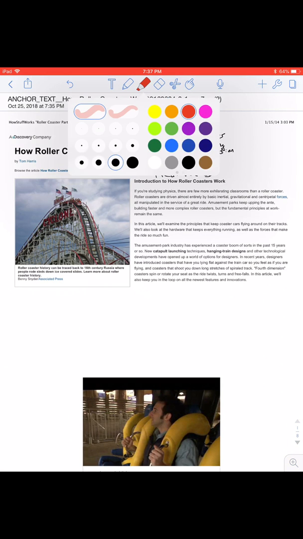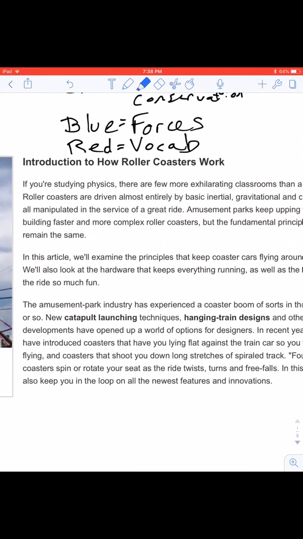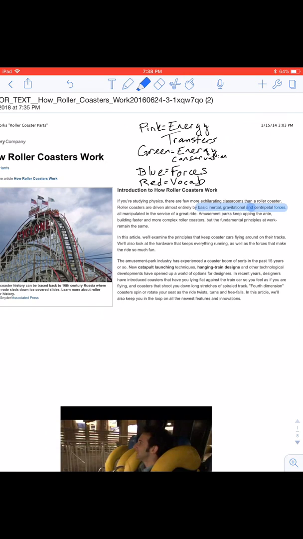So I'm going to pick my blue, and we're talking about the inertial, gravitational, and centripetal forces. In this article, we'll examine the principles that keep coaster cars flying around on their tracks. We'll also look at the hardware that keeps everything running, as well as the forces that make the ride so much fun.